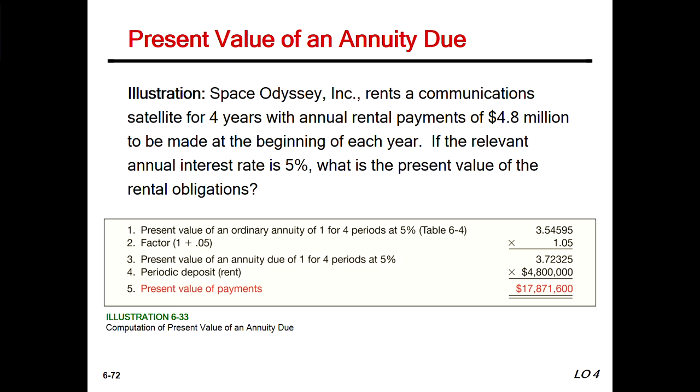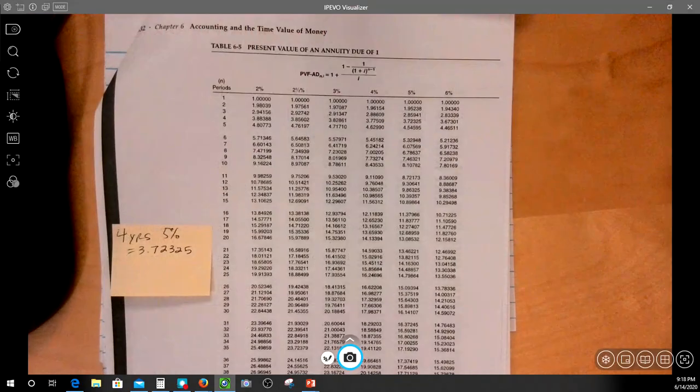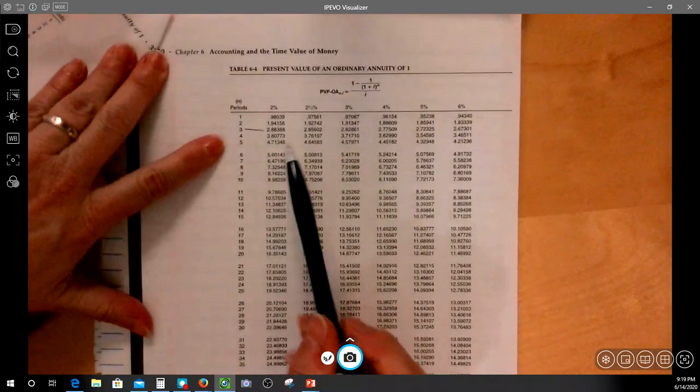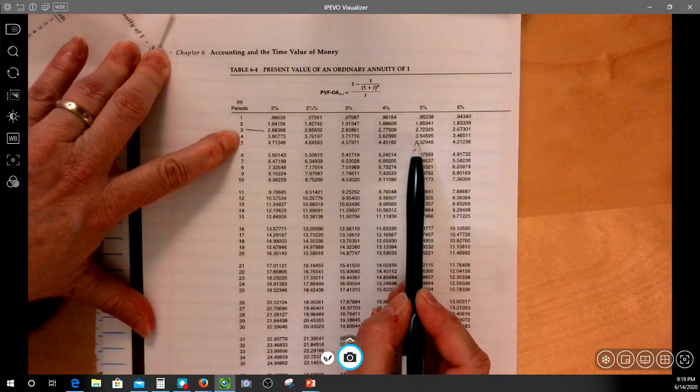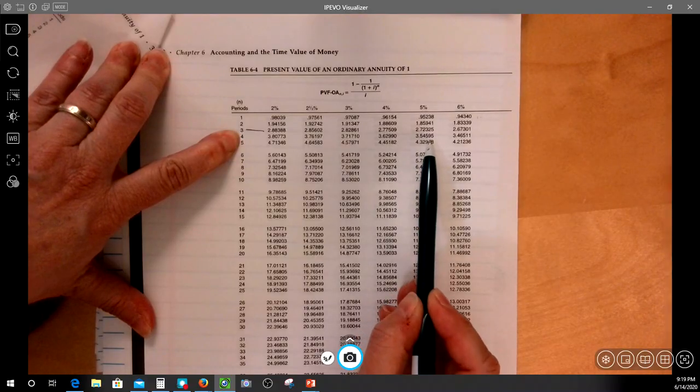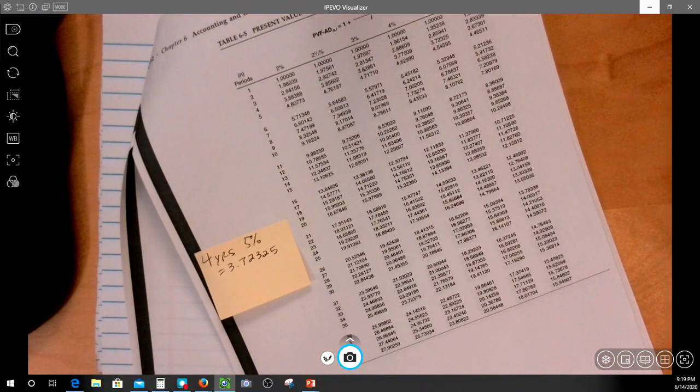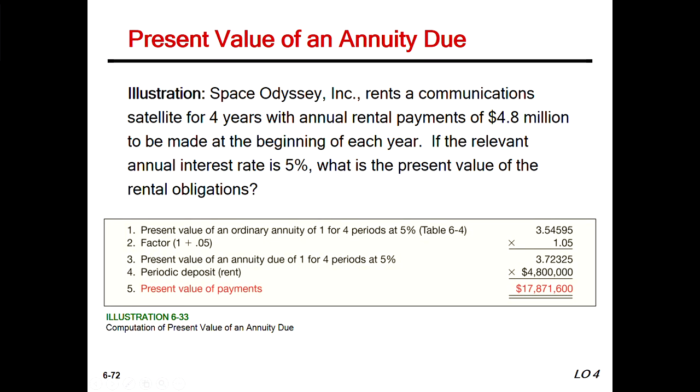Now you could use the previous table if you wanted to, the ordinary annuity table, and then you would do what they did in the book. Here's the previous table. 4 payments at 5% is 3.54595, and multiply that by 1.05. But in the book there is a table for this particular problem.